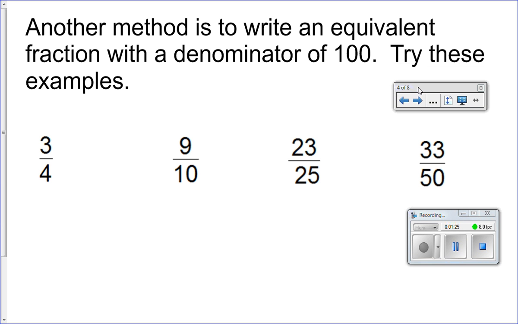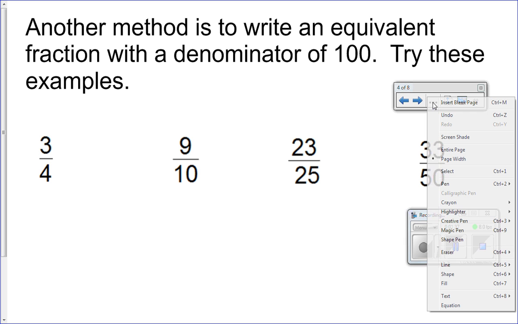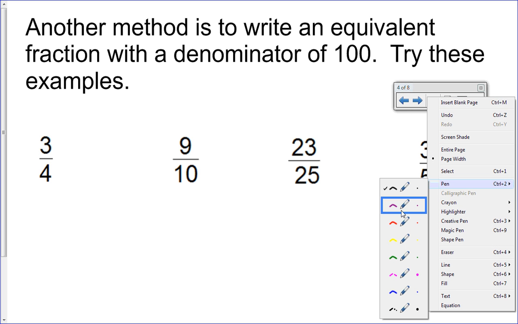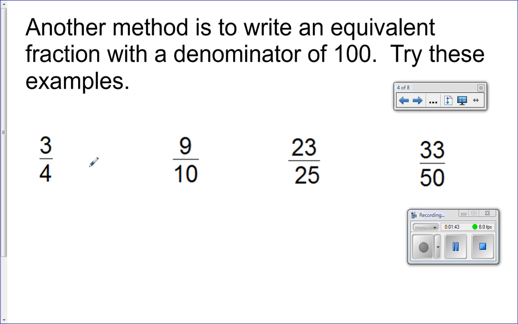Another method is to write an equivalent fraction with a denominator of 100. So I'm going to go through these first two examples with you, and the second two we'll work on together in class tomorrow. So looking at 3 over 4, we've actually looked at this in previous classes, so probably right off the bat you know that 3 over 4 is equal to 75 over 100, which of course equals 75%.